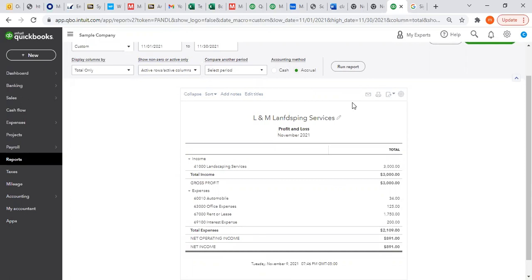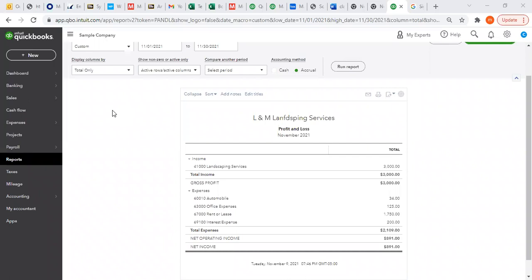Who can explain why it's not here? The other deposit is not here because, any ideas? Yes, correct. Correct, because it's equity and it belongs on the balance sheet. Okay, so done. Any other questions?